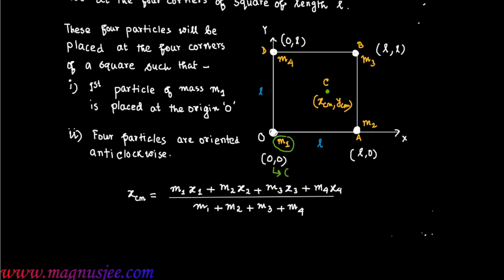So in this case, for the particle of mass m1, 0, 0 means x1, y1. For m2, L, 0 means x2, y2. For m3, L, L means x3, y3. And for the fourth particle, 0, L is equivalent to x4, y4.